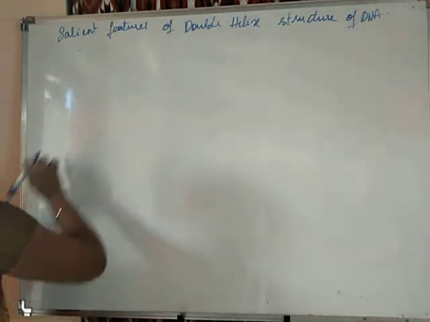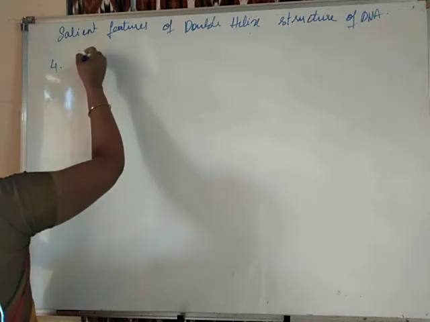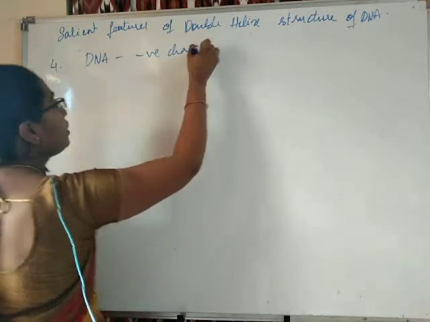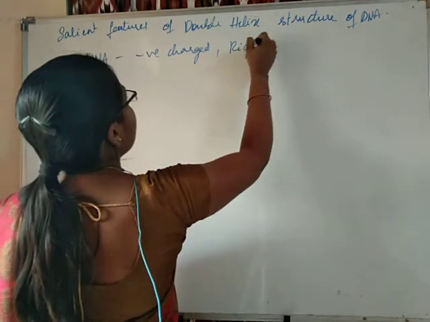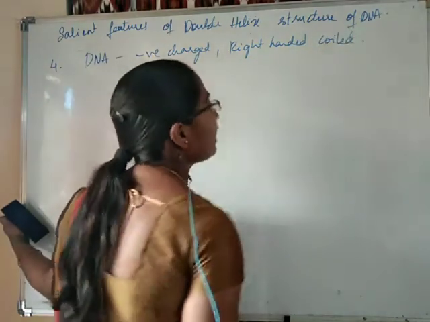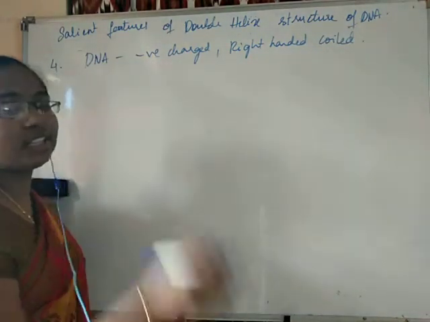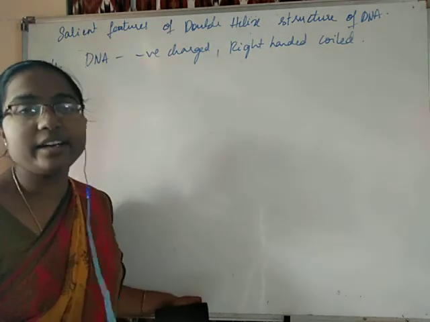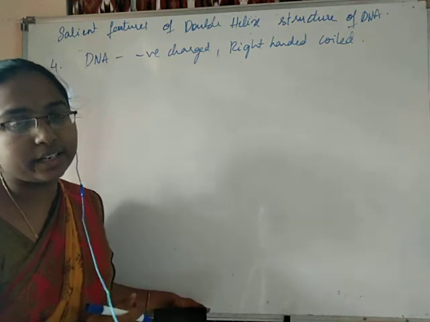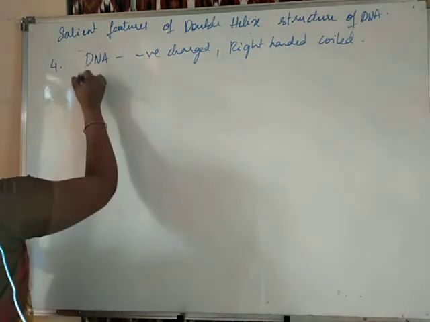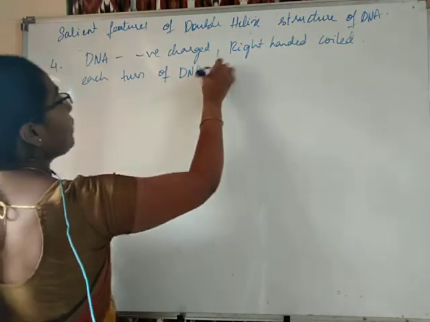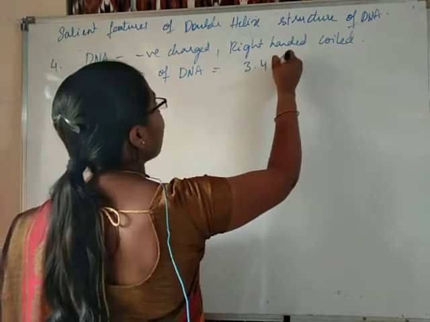Then the next feature of the double helix structure of DNA is that the DNA is actually a negatively charged, right-handed coil. It is coiled in a right-handed direction. The DNA is not straight. And each turn of DNA will have a length of 3.4 nanometers.